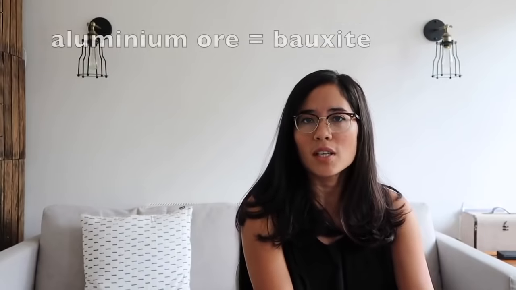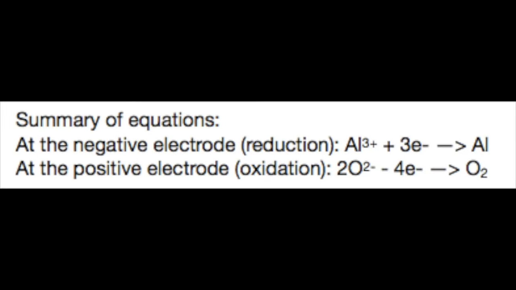Remember that aluminium comes from the ore bauxite, and it's not aqueous, you're just going to have molten aluminium. Now what happens therefore is because it's Al3+, it's going to move to the negative electrode, and oxygen is going to form at the positive electrode, and you need to know both of those half equations.